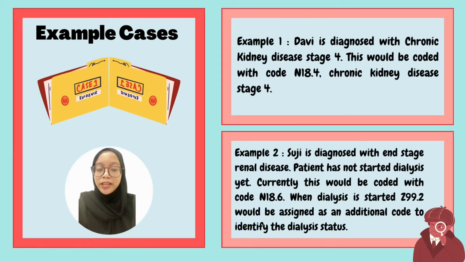Next, I'm going to provide an example of how to code for guideline 1, which is the stages of chronic kidney disease. Example 1. Devi is diagnosed with chronic kidney disease stage 4. This will be coded with code N18.4, chronic kidney disease stage 4. For example 2, Suji is diagnosed with end-stage renal disease. The patient has not started dialysis yet. Currently, this will be coded with code N18.6. Then, when the dialysis is started, Z99.2 will be assigned as an additional code to identify the dialysis status.